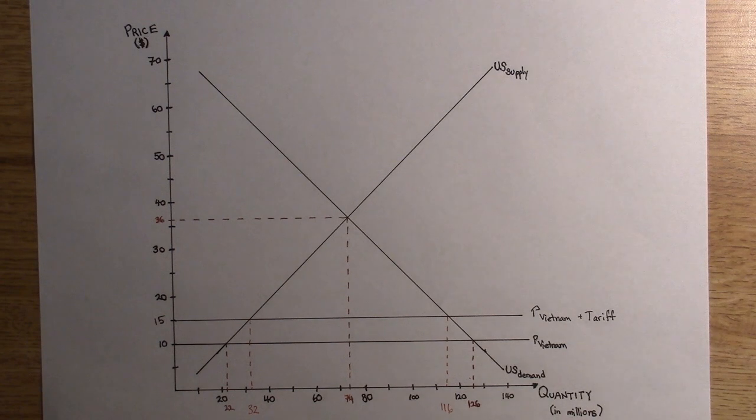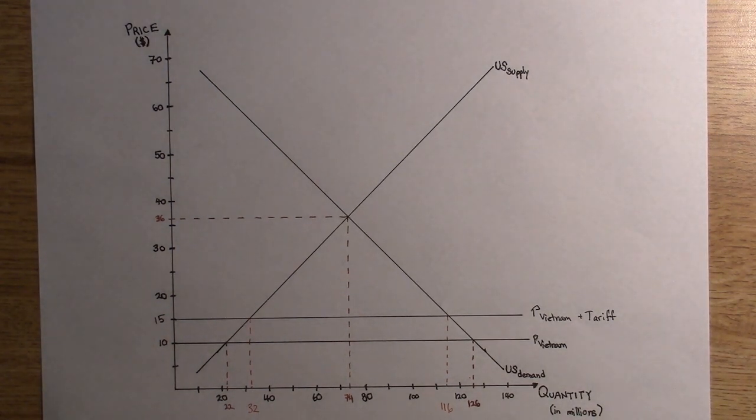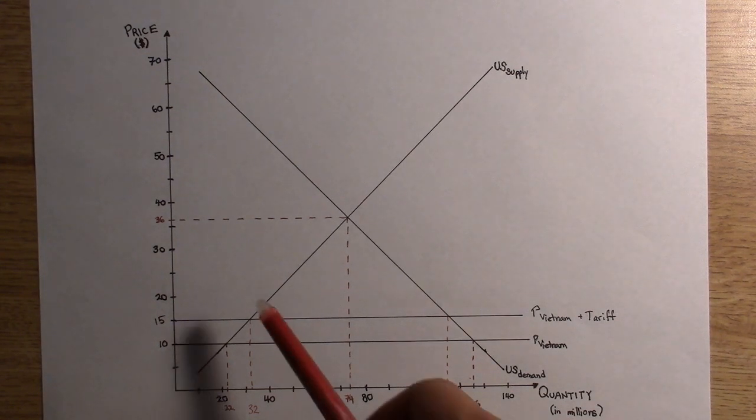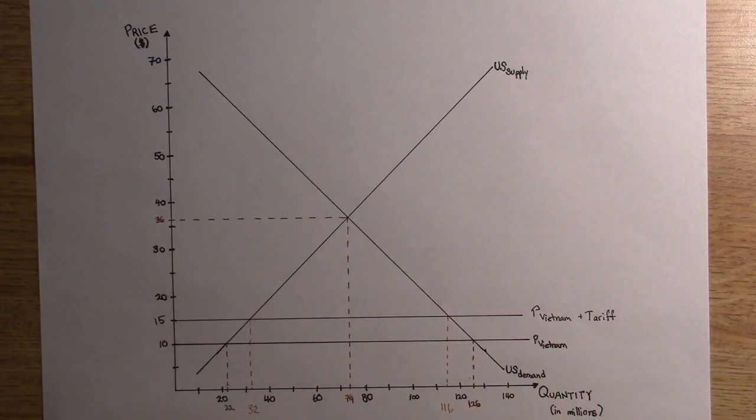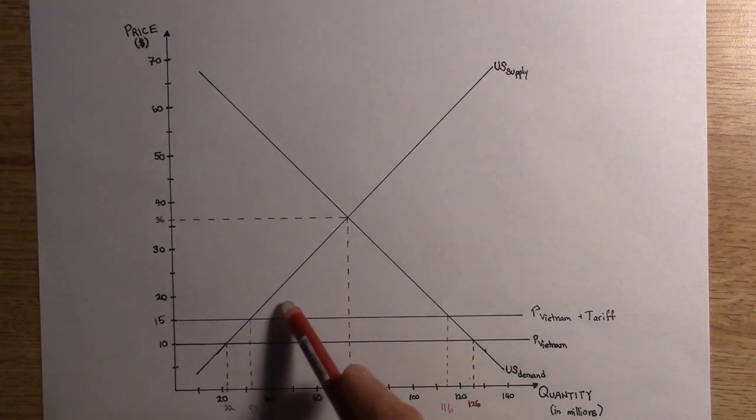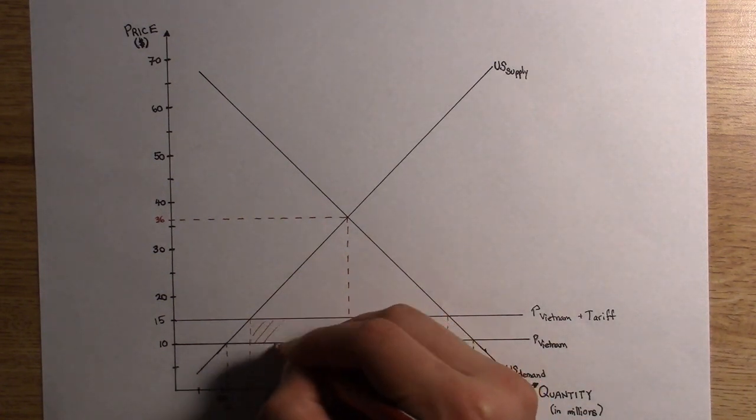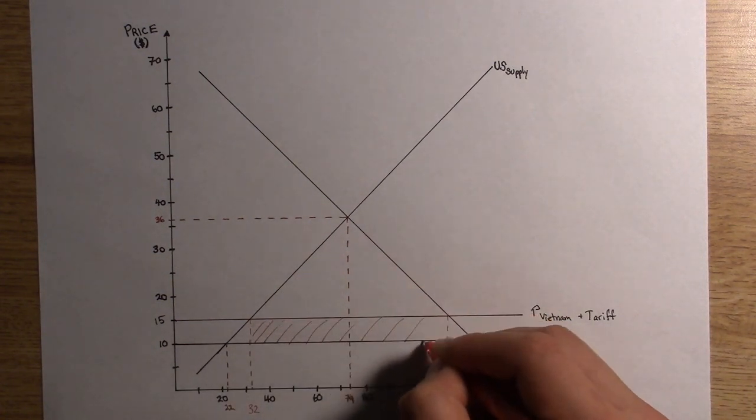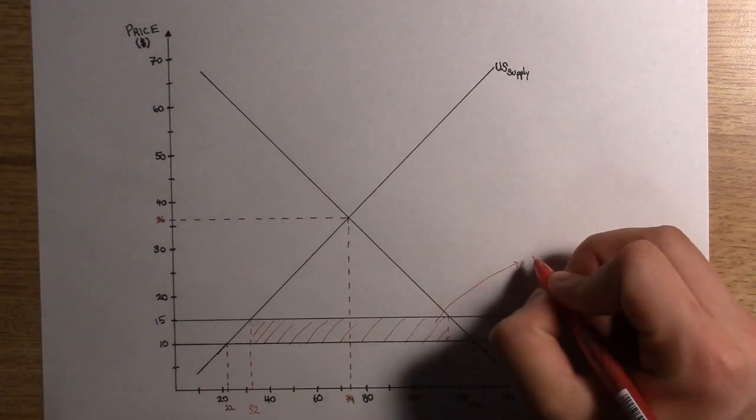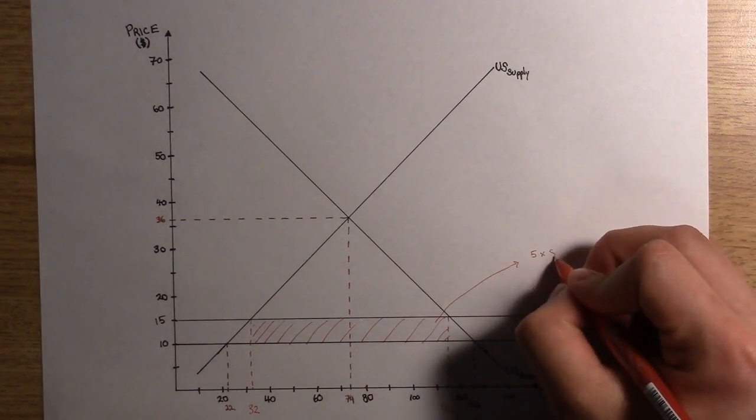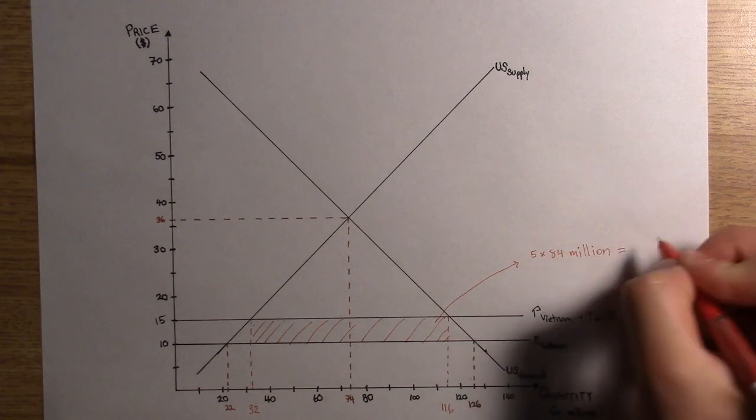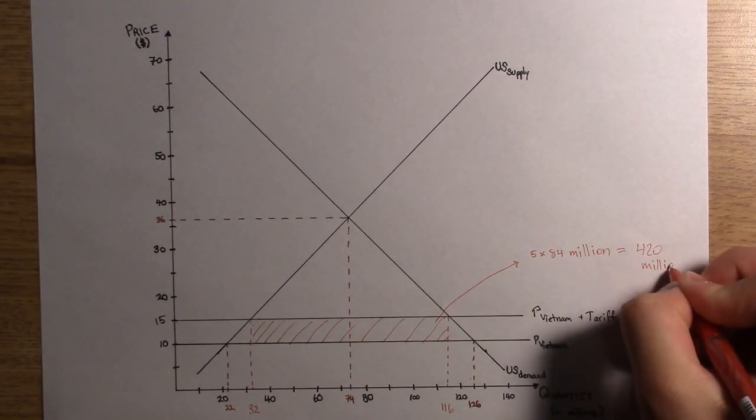There is one last element to tariff, and that is the government gains. Tariffs are taxes on imported goods in this case, and this means that the US government will earn money through tariffs. As we see here, Vietnamese imports amount to 84 million shirts, and with tariffs at $5 a shirt, we see the US government will be gaining 5 times 84 million, which amounts to $420 million.